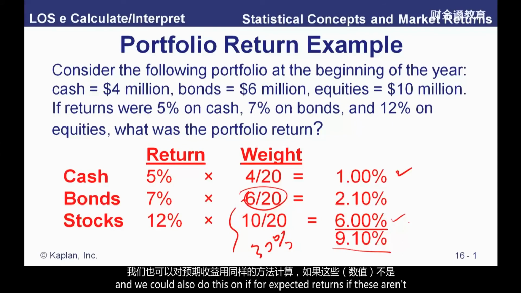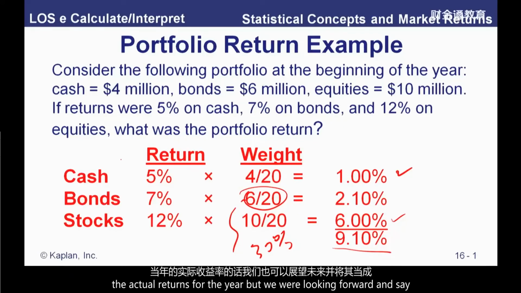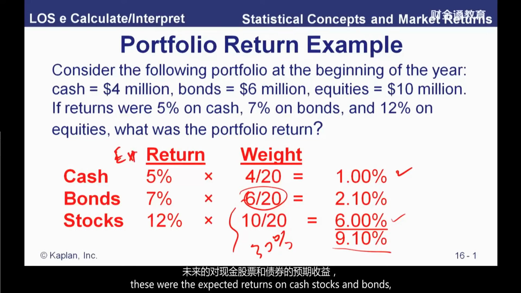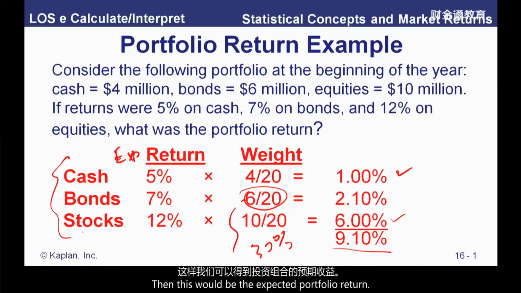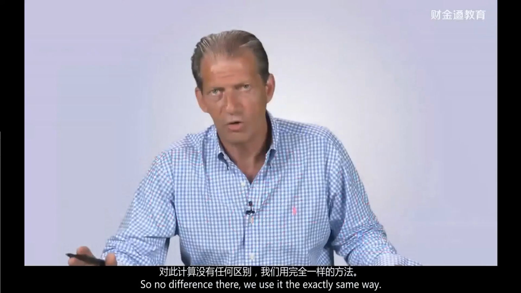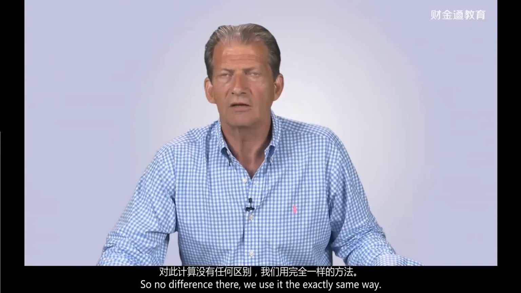And we could also do this for expected returns. If these weren't the actual returns for the year, but we were looking forward and saying, well, these are the expected returns on cash, stocks, and bonds, then this would be the expected portfolio return. So no difference there. We'd use it exactly the same way.